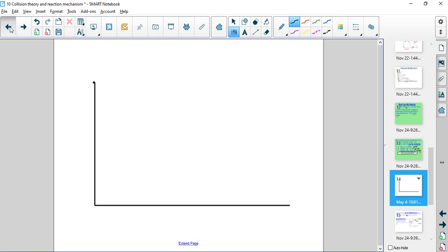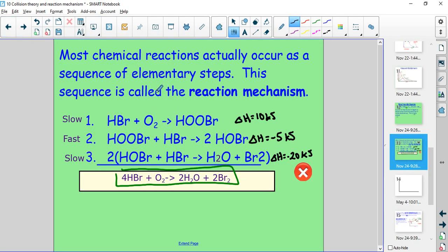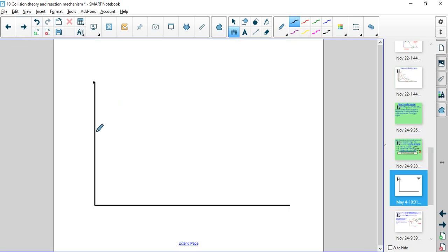Okay, now our first reaction, HBr and O2. All right, we're going to say this represents kinetic energy, and this represents progress of the reaction. So we can say time, but I'm just going to say progress of reaction. All right, let's say it starts about here. Notice there's no exact scale here. It's just to show you. So it starts off at approximately there, and our reactants are HBr and O2.